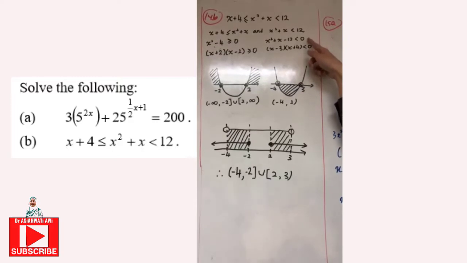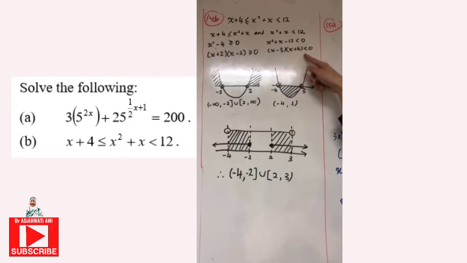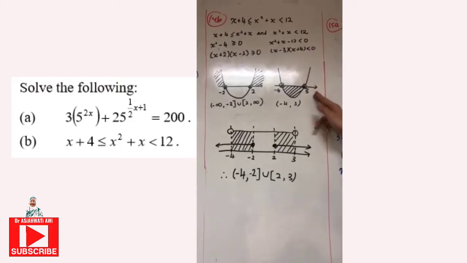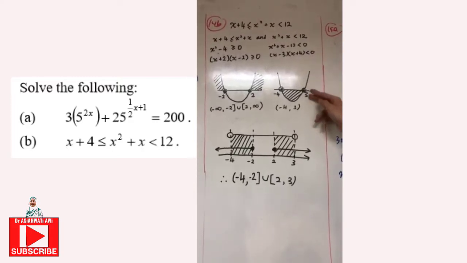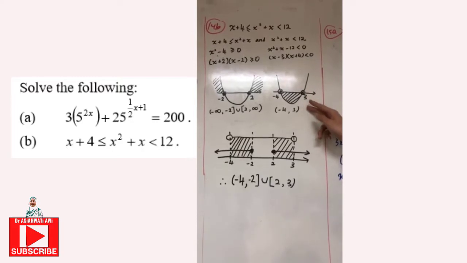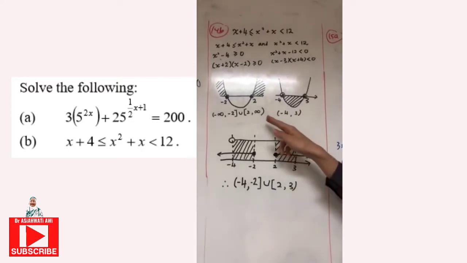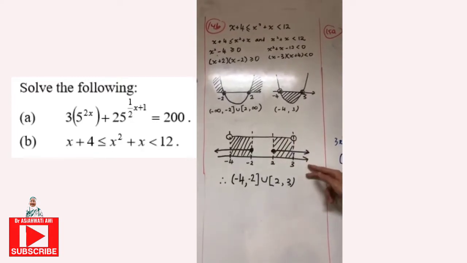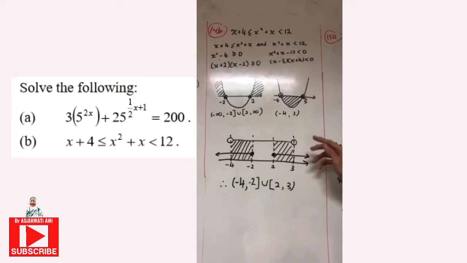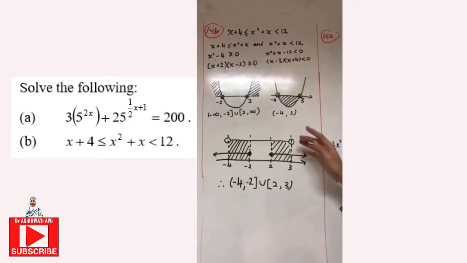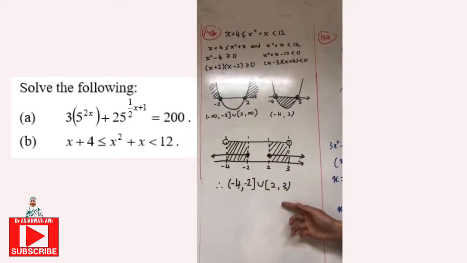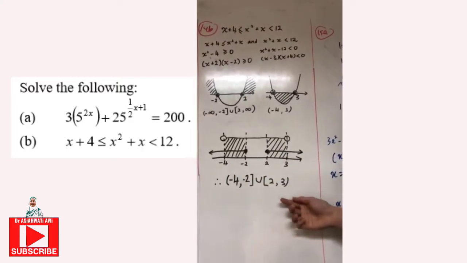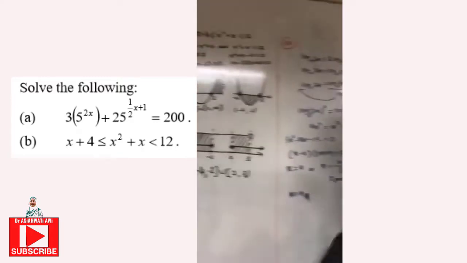And for the next inequality, x squared plus x is less than 12, same, change to quadratic form and then factorize, and then we sketch the graph. Because it's less than 0, we take the lower part of the graph, and then we represent these two in the number line. Because it is "and", we take the region that it intersects. So this will be the answer, the interval.